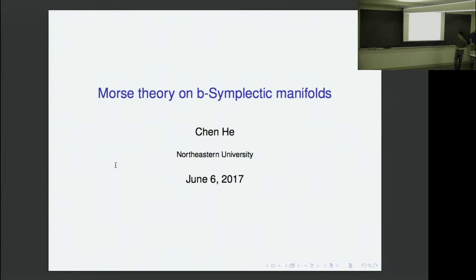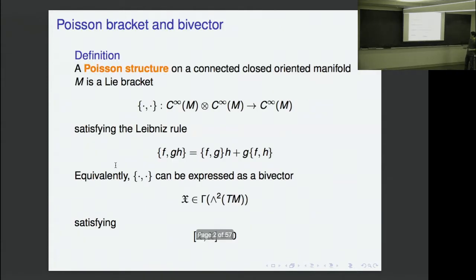Thanks everyone. So today my talk is going to be about the Hamiltonian geometry on b-symplectic manifolds, following the work of Guillemin, Miranda, Pires and Scott. So a b-symplectic manifold is, first of all, a Poisson manifold with a Poisson bracket, and this can be written in terms of a bivector. We use this π to denote the Poisson bivector.